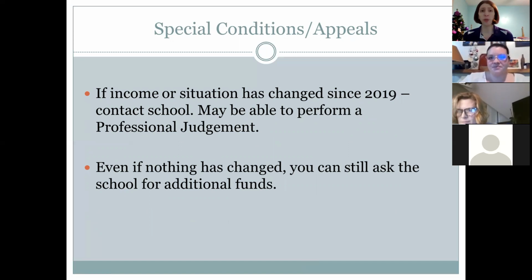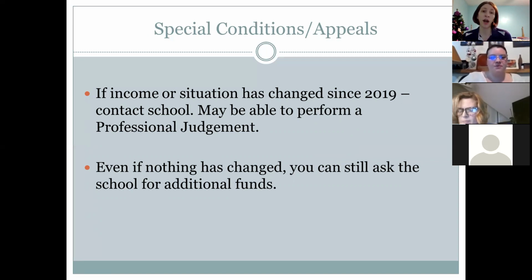So if the situation has changed as compared to 2019, income has been reduced, perhaps a divorce has happened, heaven forbid a death has happened, any one of those things, please contact the schools that you're looking at. And I would say the ones that you are seriously looking at, because if you're applying to 10 schools, you probably don't want to do this at all schools.